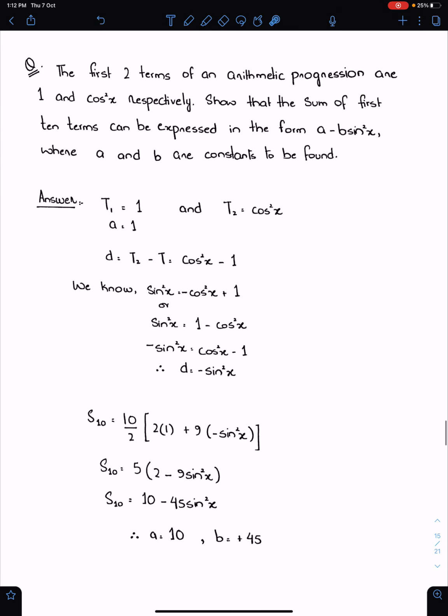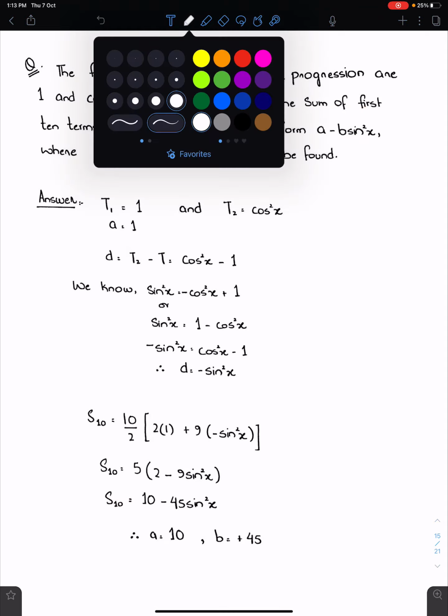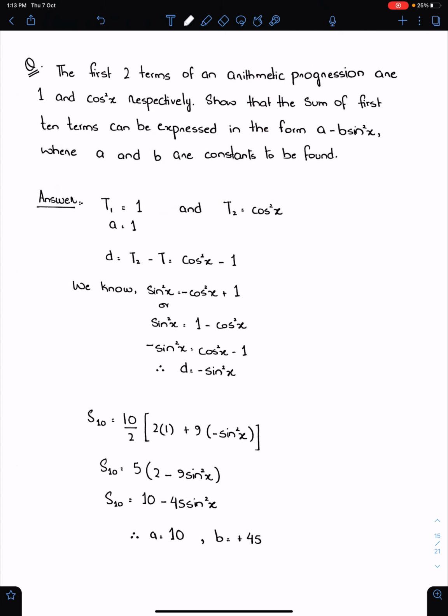Next question. The first 2 terms of an AP are 1 and cos square x. So this is A and this is T1, which is A, and this is T2. So we have T1 and T2. So T1 is 1, T2 is cos square x. Show that the sum of the first 10 terms can be expressed in this form. This is very simple. We first need D. So for D, we will use this identity.